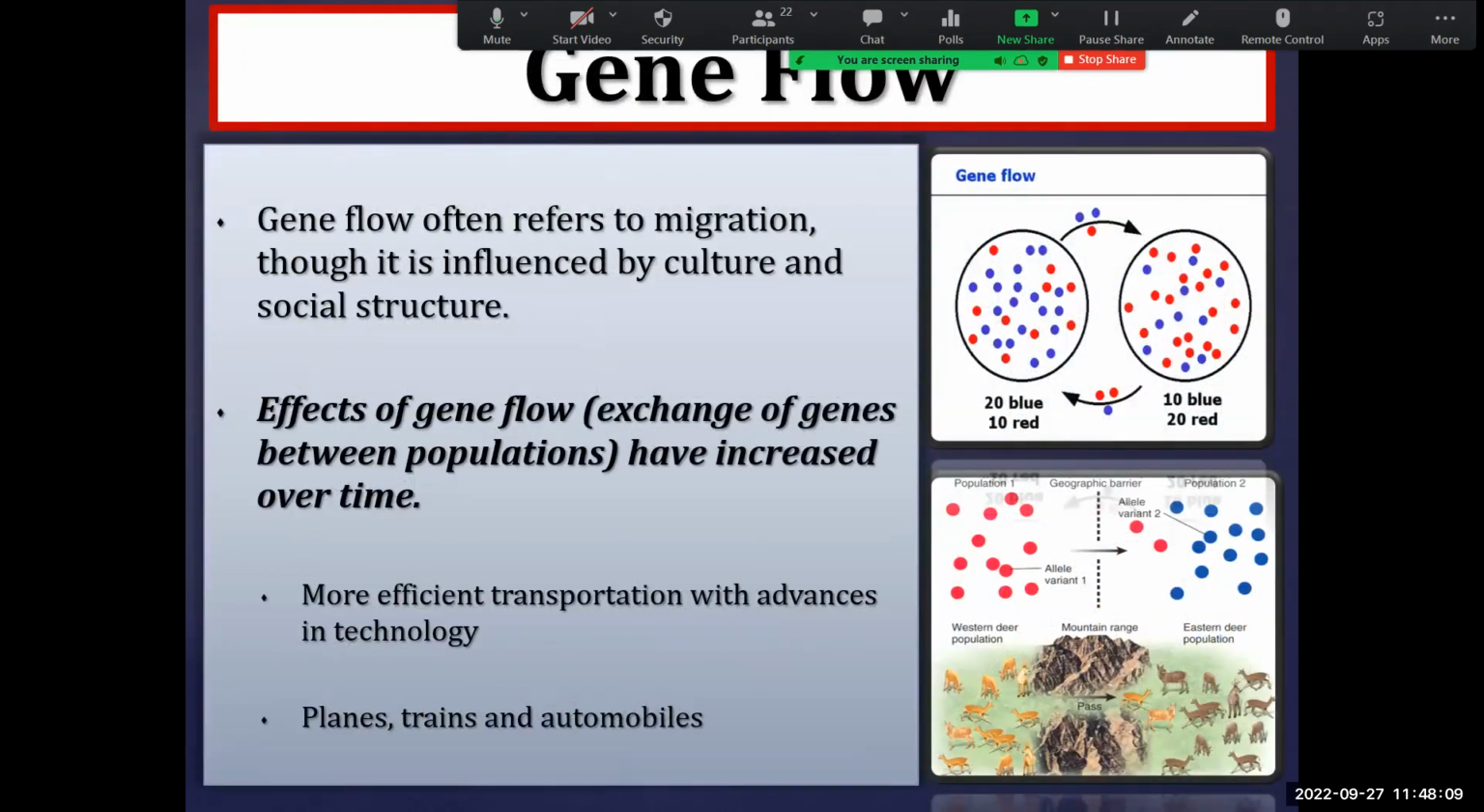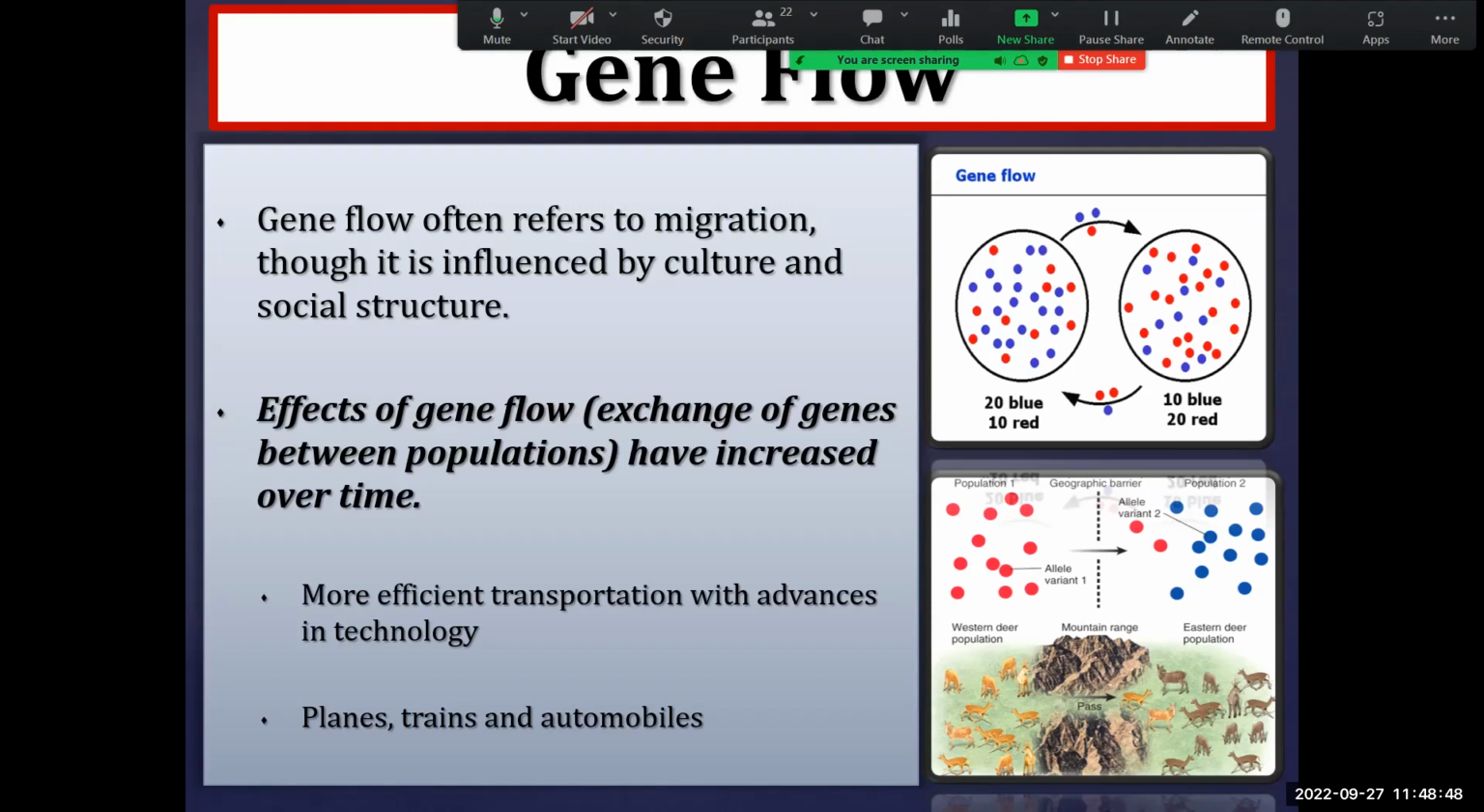Gene flow often refers to migration, though it is influenced by culture and social structure. The effects of gene flow, or the exchange of genes between populations, have increased over time, especially for humans, because we have more effective transportation with advances in technology. Planes, trains, and automobiles, we essentially have ways of transporting ourselves across the country, across the globe, and meeting humans from all different cultures and populations. So the best way to think about gene flow is simply admixture or flow of genes, and it creates cohesiveness and genetic cohesiveness within a gene pool.